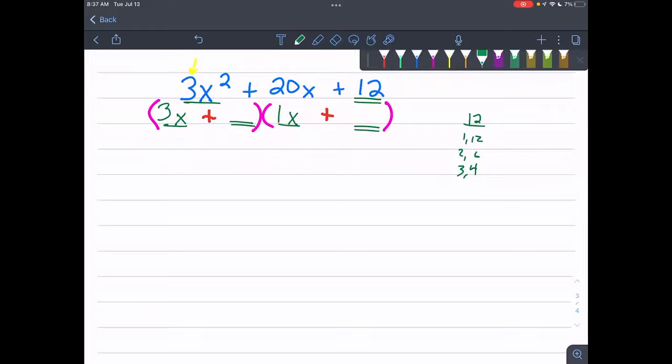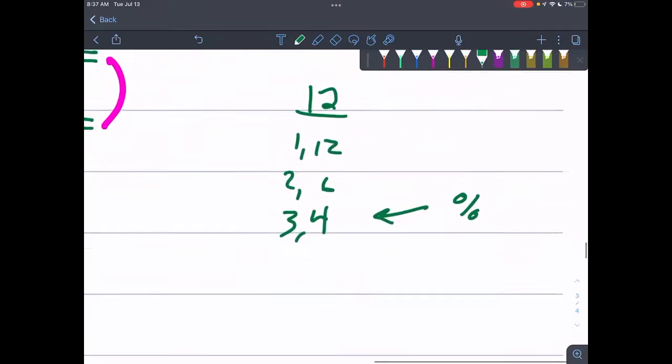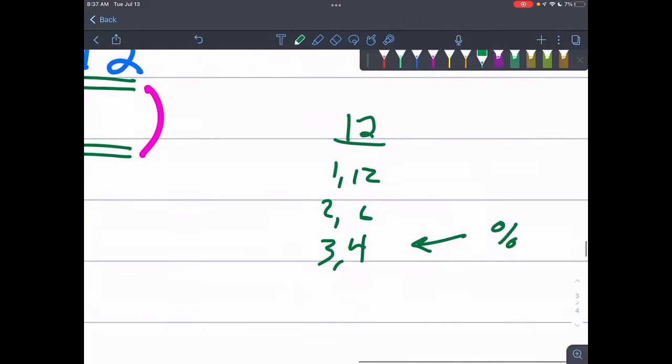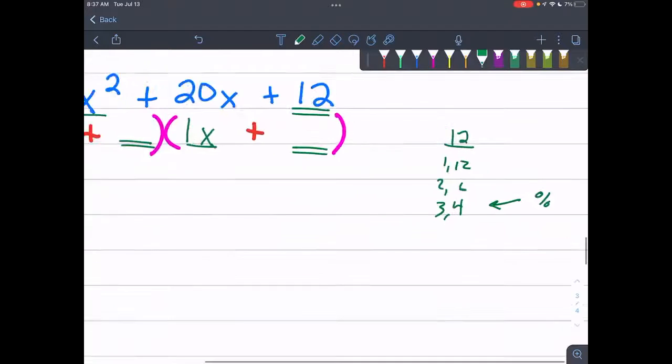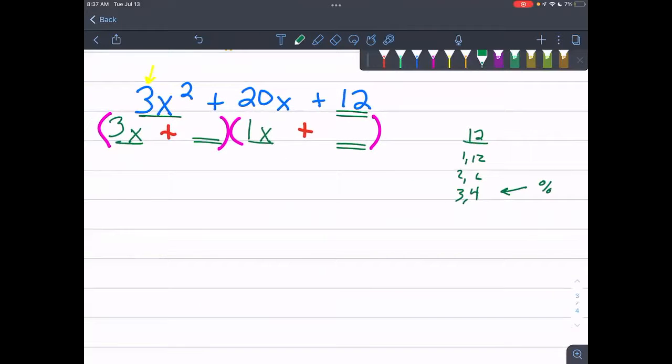We don't know with certainty, but typically the closest pair is the one you'll see more often. 1 and 12 are further apart, and 3 and 4 are close together. Percentage wise, those are the ones that they'll give you most often. So I'm going to try 3 and 4.